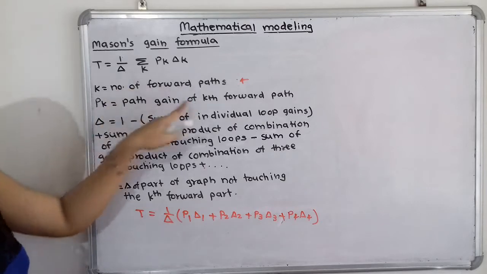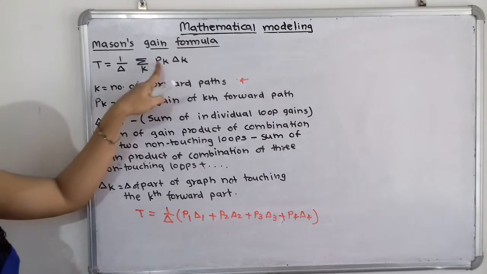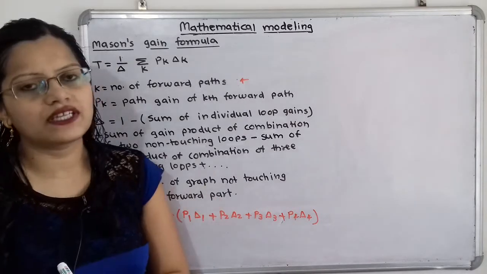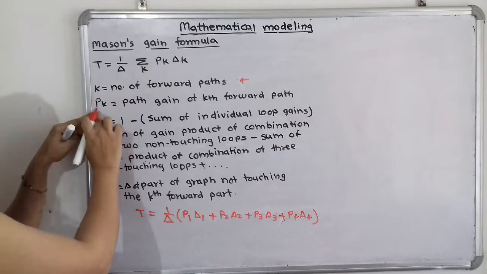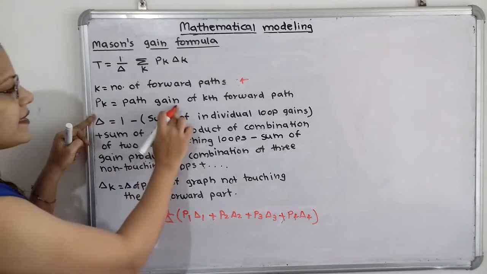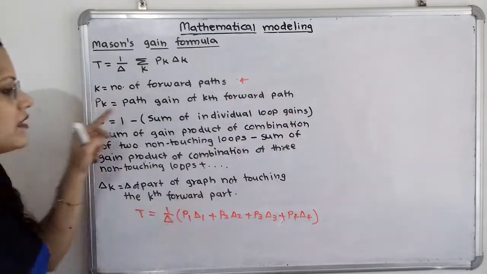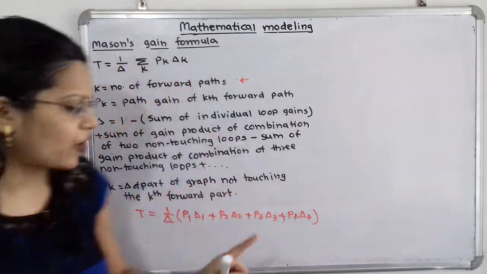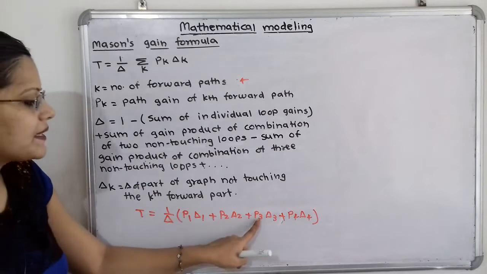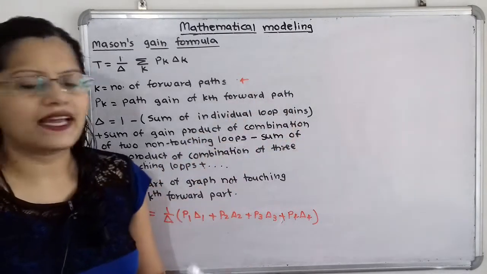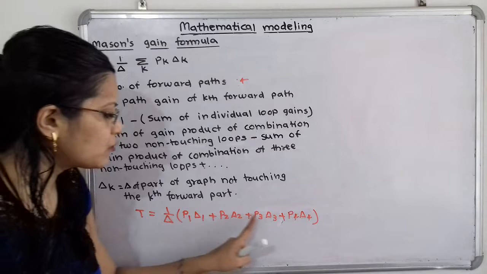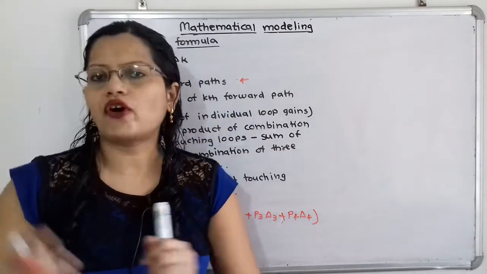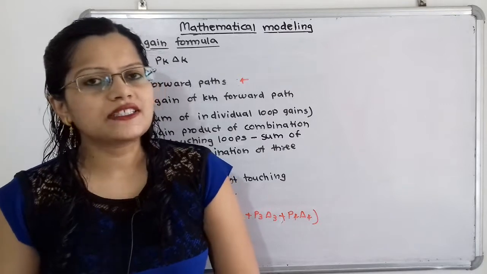Now if we move to the next, here is Pk. So Pk is nothing but P1, P2, P3, P4, that depends on the number of forward paths. So what is this Pk? That is the path gain of the kth forward path. That is, P1 is for the first forward path, P2 is for the second forward path and P3 is for the third forward path. That is, this value of P1, P2, P3 is nothing but the path gain for that number of forward paths.